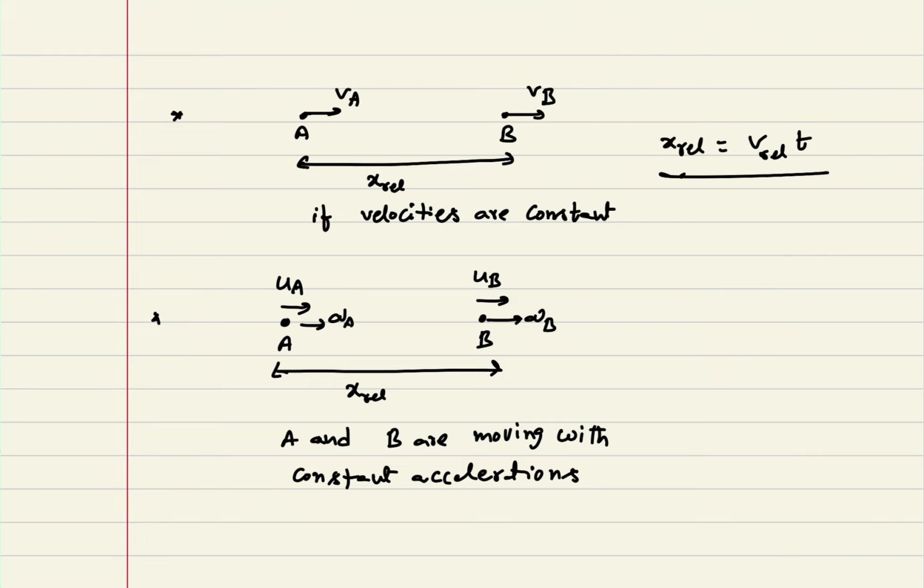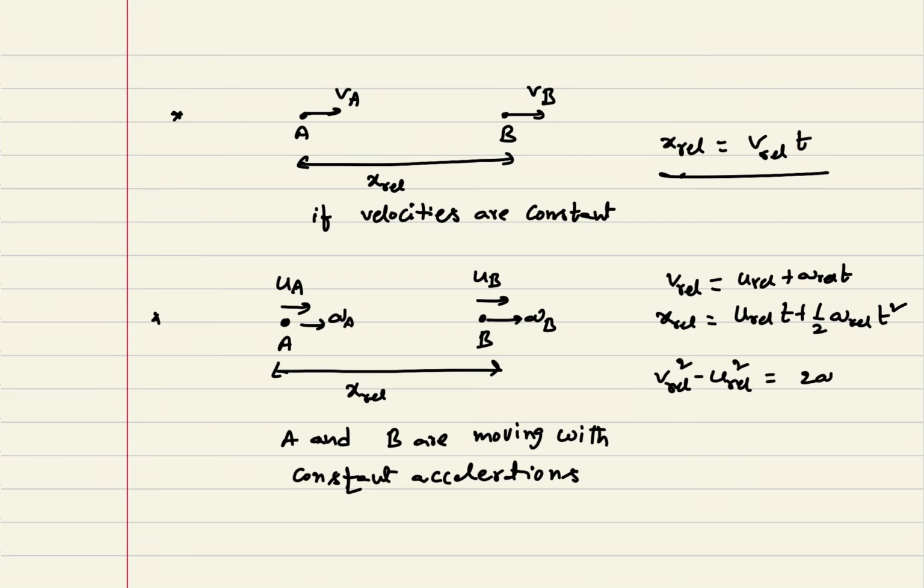Accelerations. If they are moving with constant accelerations, you can use relations like these: V relative is equal to U relative plus A relative T. Next, X is equal to UT plus half AT square, which I am writing as X relative equal to U relative T plus half into A relative into T square. And V relative square minus U relative square is equal to 2 into A relative into X relative, we can write.